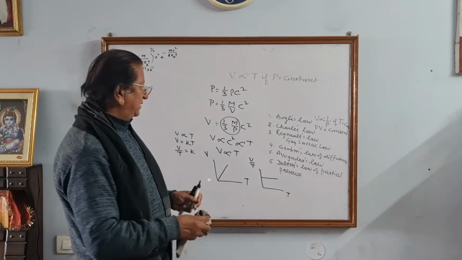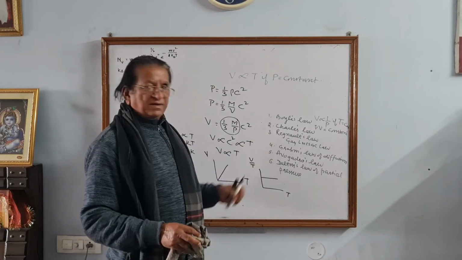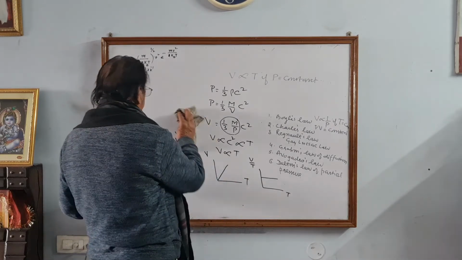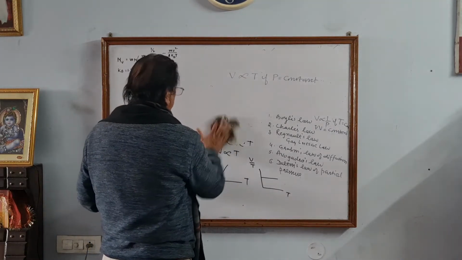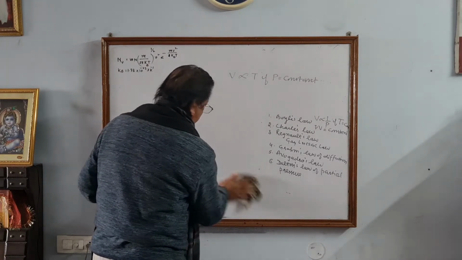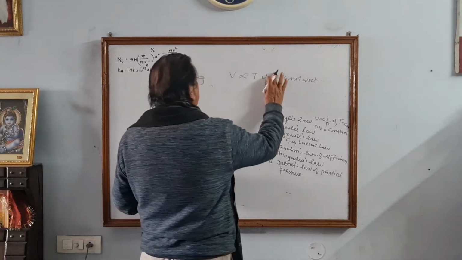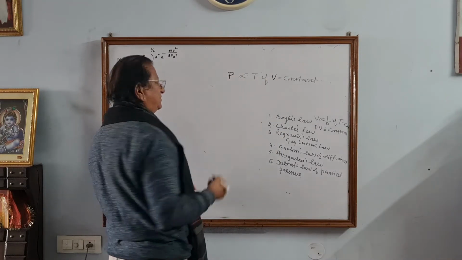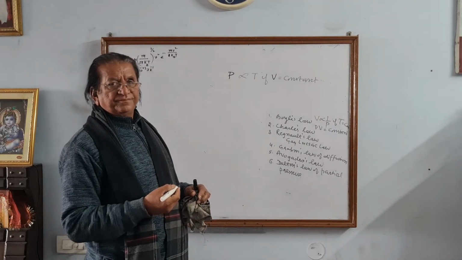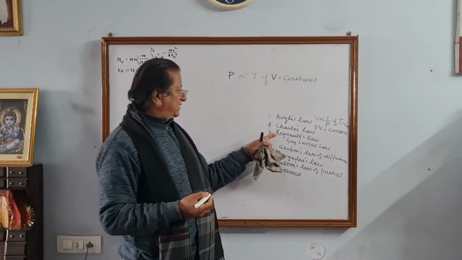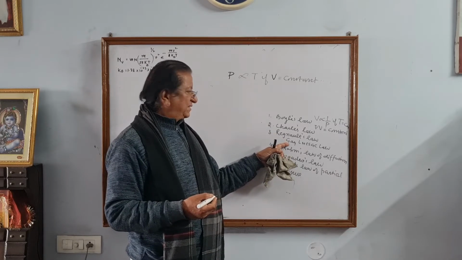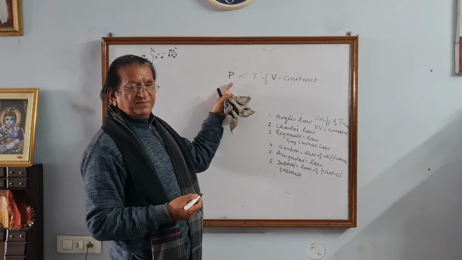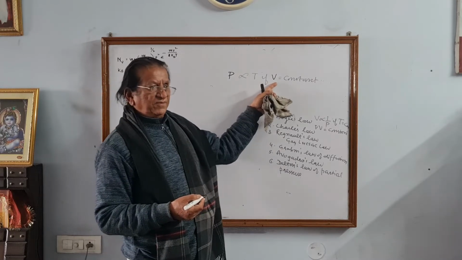Clear? Third is Regnault's law or Gay-Lussac law. This states that if volume of a given mass of a gas is kept constant, then its pressure is directly proportional to temperature. This is Regnault's law or Gay-Lussac law or pressure law. Relation between P and T, keeping volume constant.